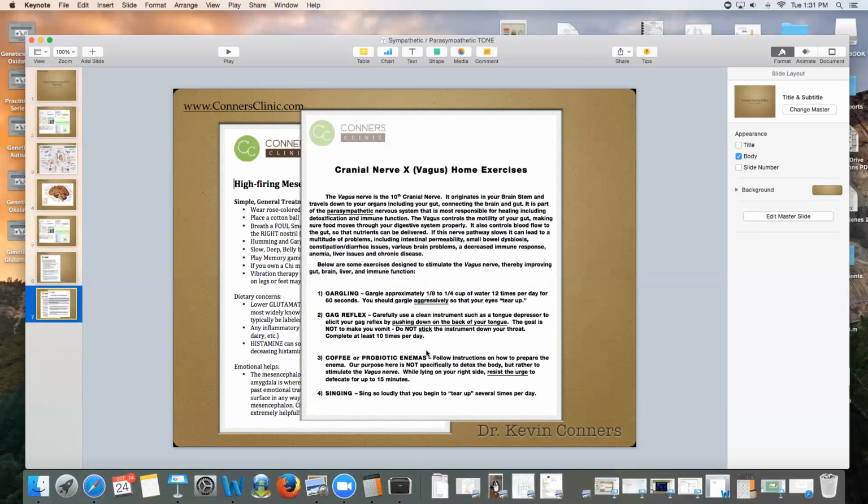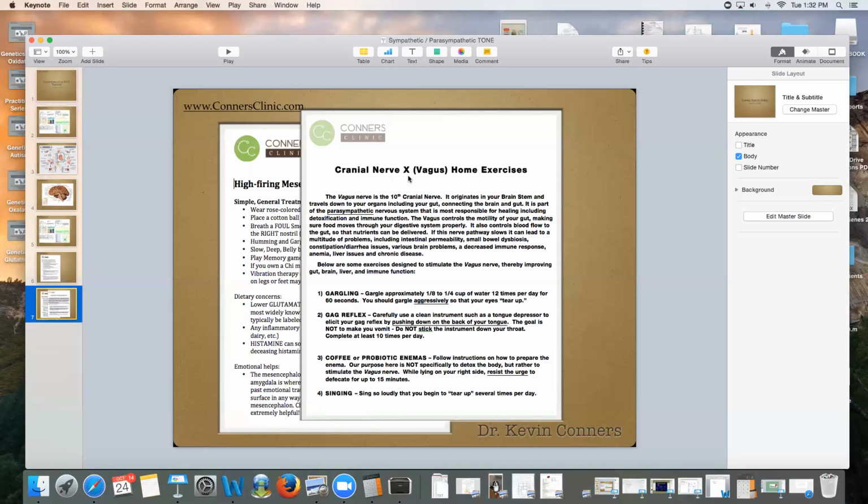This is one of the key components that we use, especially with cancer patients, to stimulate a parasympathetic response, and that is doing coffee or probiotic enemas. Now, you might have heard that coffee enemas are really good for your liver. They detox your liver. Yes, but maybe one of the most beneficial things about a coffee enema is it stimulates the parasympathetic system through almost direct stimulation of the vagal nerve in the rectal area.